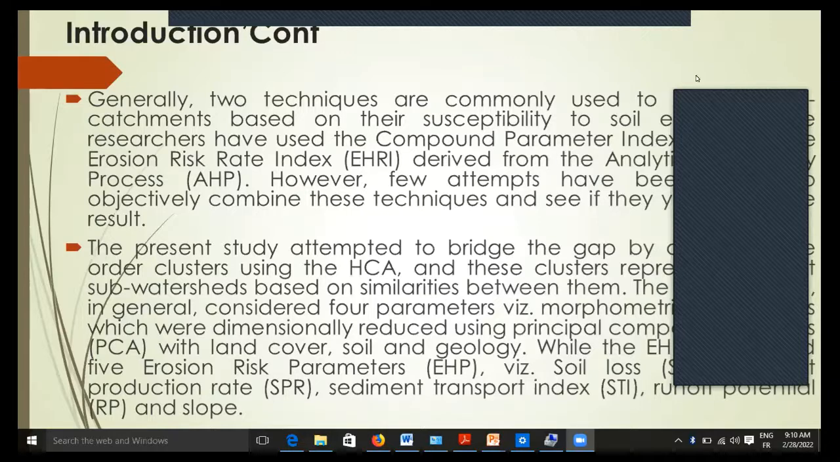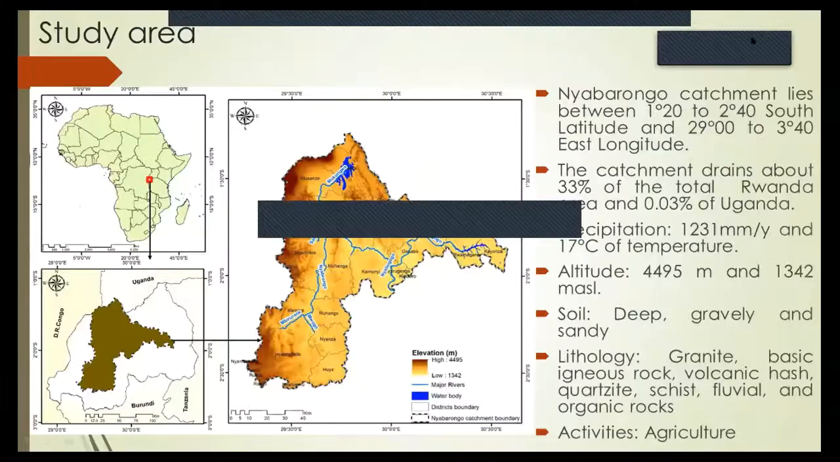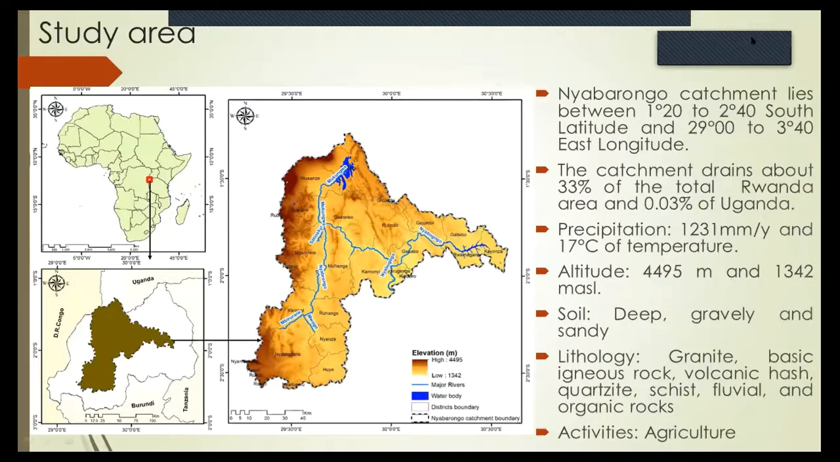We selected the Nyabarongo River catchment, which is the largest catchment in Rwanda, draining 33% of the total Rwanda coverage and a small part of southern Uganda. The catchment enjoys a tropical climate characterized by two seasons, wet and dry, with a mean precipitation of about 1,231 mm per year and about 17 degrees Celsius of temperature.